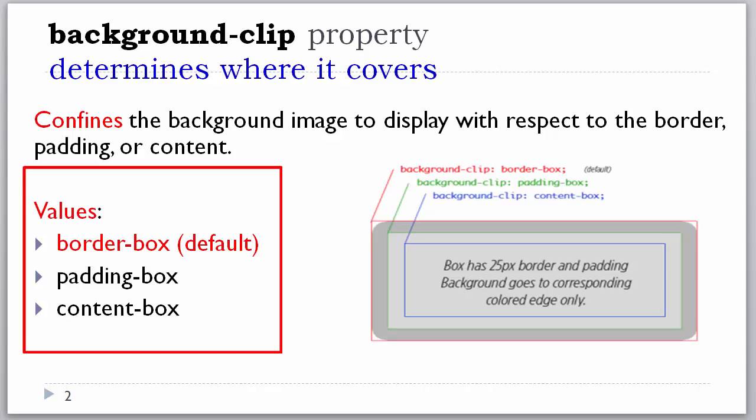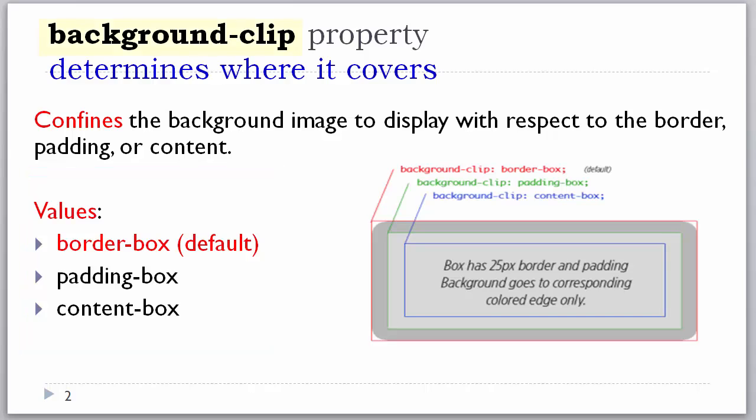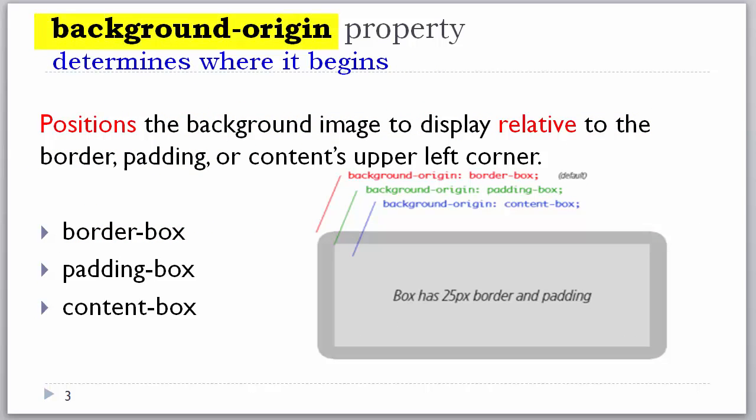The default would be border box. We can tell it to start at the padding box or the content box. Essentially covers, not starts. And the property for this is the background clip property. So here it controls how the background image is displayed in a container with respect to the border, padding, or content.